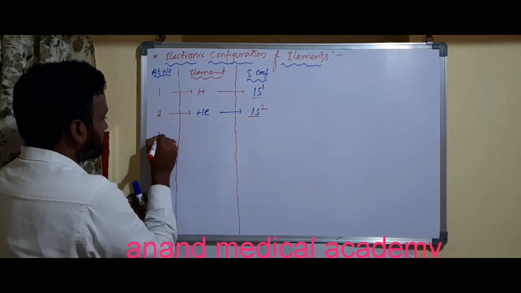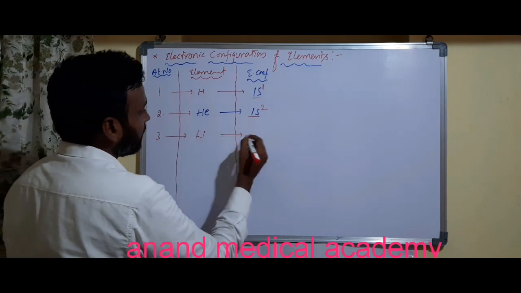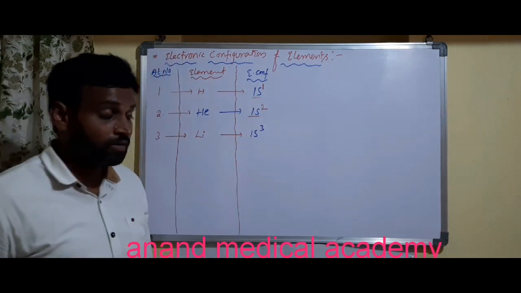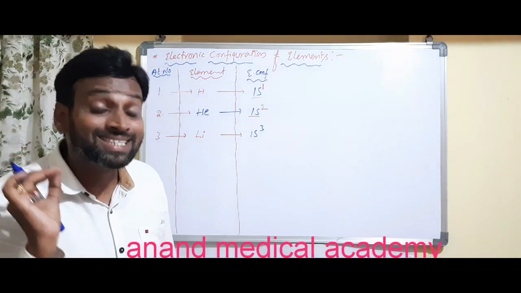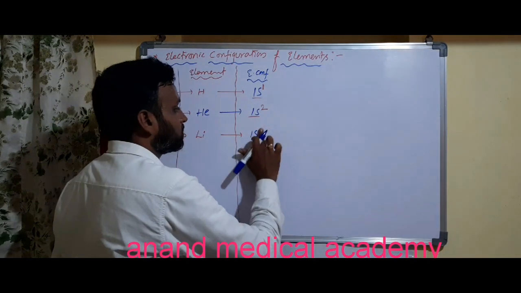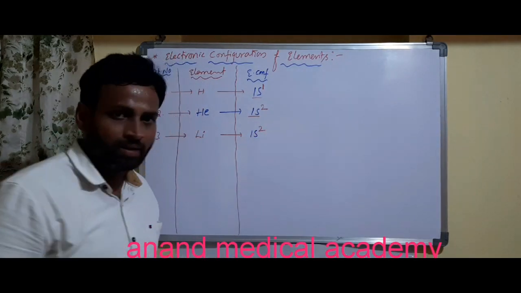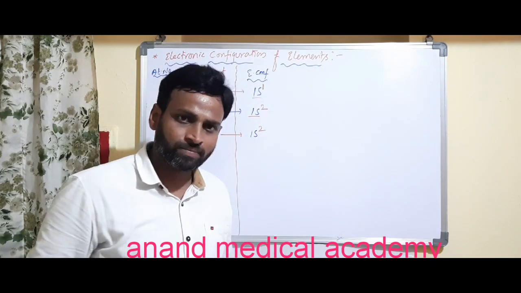Okay. Next, third is lithium. In lithium, can we write 1s3, because the serial number is 3? But s can have a maximum of how many electrons? 2 electrons. So 1s was completely filled. So the next electron will enter into the next subshell.